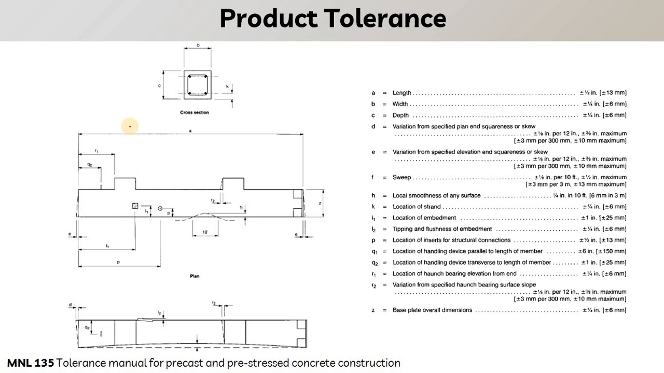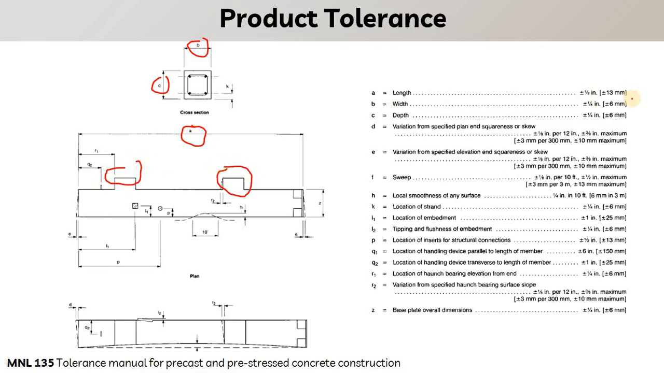So lastly, let us see the product tolerances that are suggested by Manual 135, the tolerance manual for precast and pre-stressed concrete construction. So let us see. Here you can see A is the length of the column. We have C and B, that is width 1 and width 2, or we can say both side widths of the column. And also we have the corbels. Here you can see we have the corbels as well.